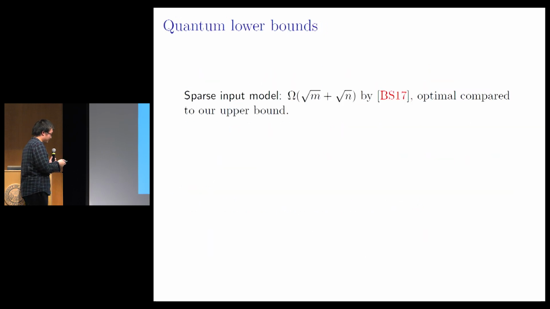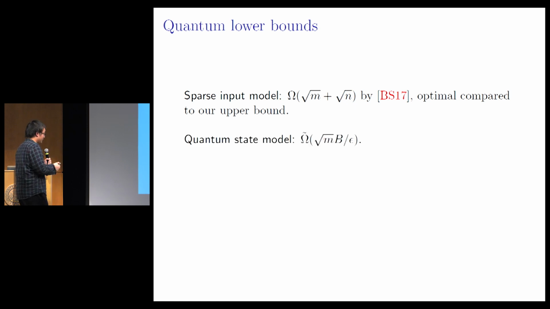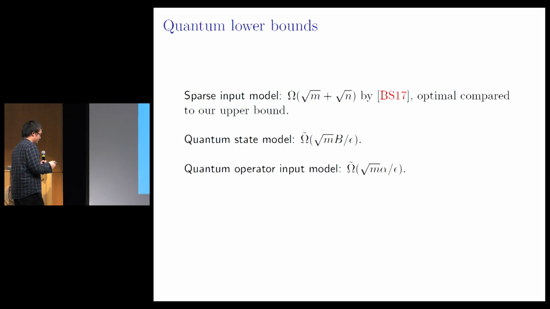So this is basically the end of the quantum algorithm side. Let me also briefly discuss the quantum lower bounds. For all three models, we have some quantum lower bounds. The sparse input model lower bound is not shown by us; it was shown by the very first Brandão and Svore paper. But the good thing is that our quantum algorithm matches their lower bound. Secondly, for the quantum state model, we have a lower bound in square root of m times B over epsilon. And for the quantum operator input model, we have a lower bound like square root of m times alpha over epsilon.